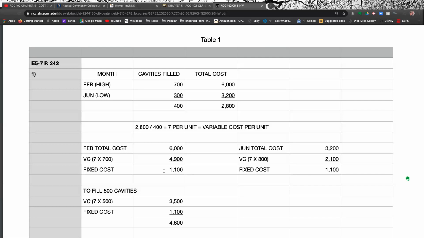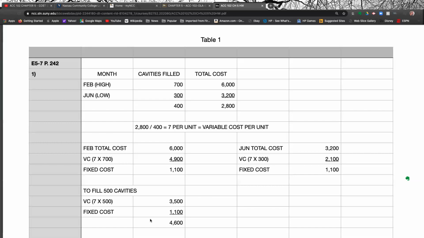Now, the second part of the problem says, using these estimates, calculate Mountain's total cost for filling 500 cavities. Well, for 500 cavities, the variable cost would be $7 per cavity times 500, which is 3,500. The fixed cost is 1,100. Total is 4,600.